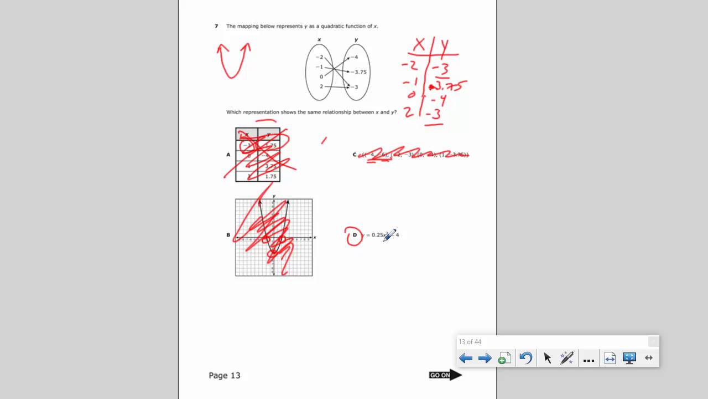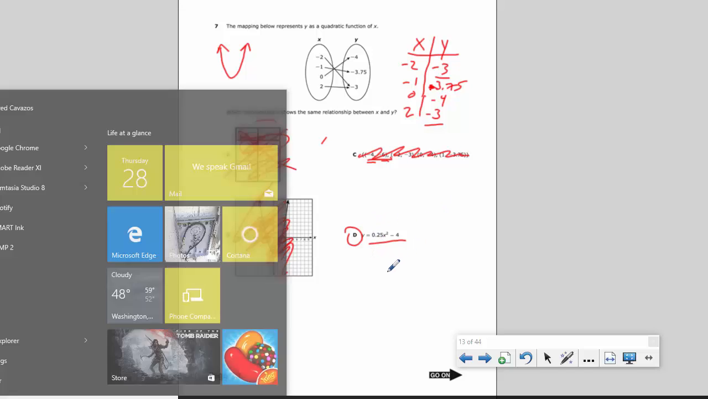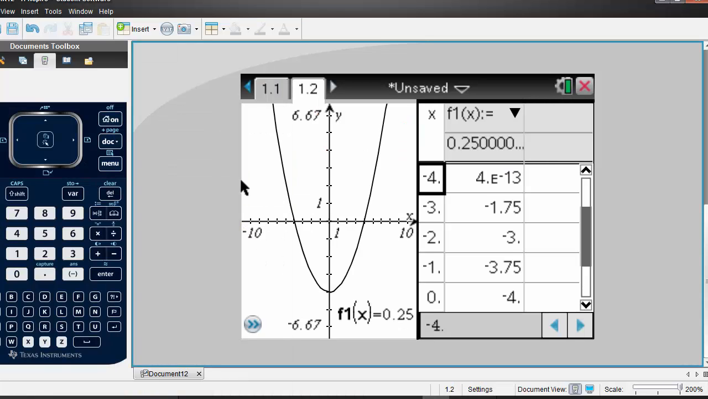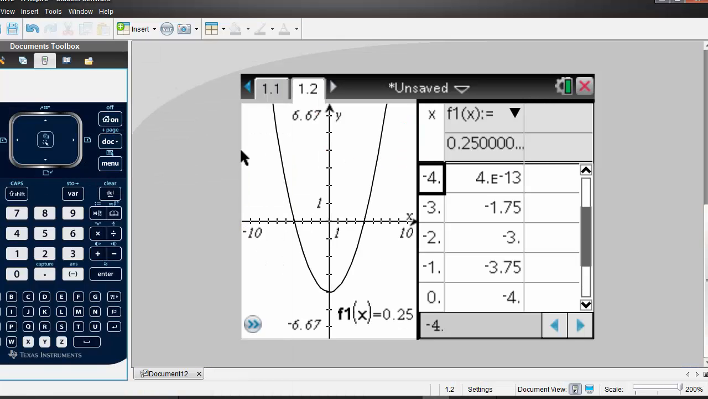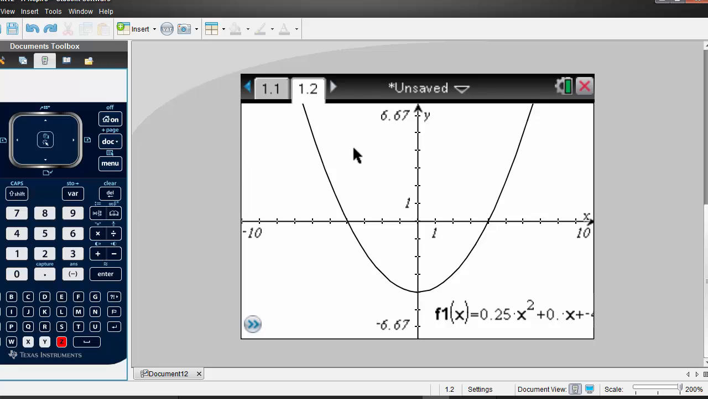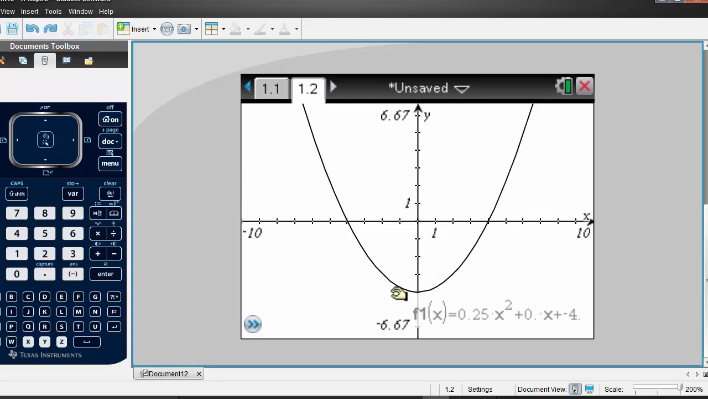And as a matter of fact, if you graph this equation onto the calculator, which is -0.25x squared minus 4, and I'll do that, it'll basically lay right on top of the graph I already have. So I'm going to get rid of this table, and I'm going to graph the function they gave me. That function they gave me actually matches the function I have.